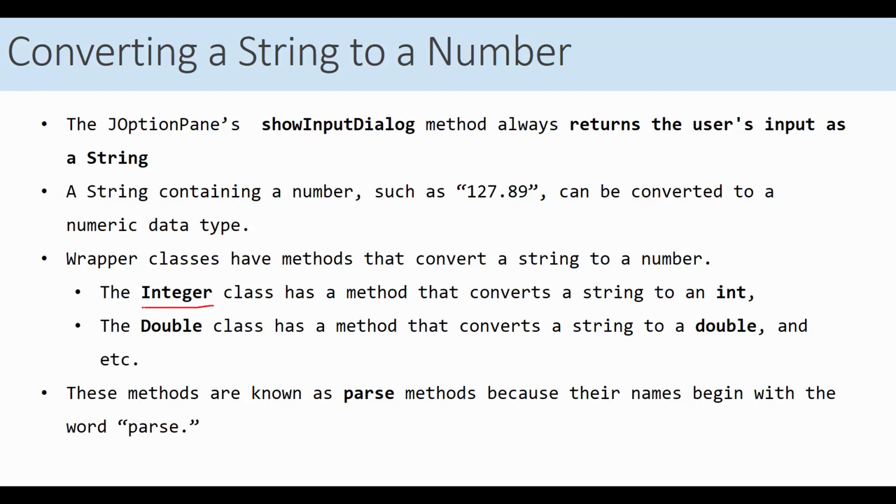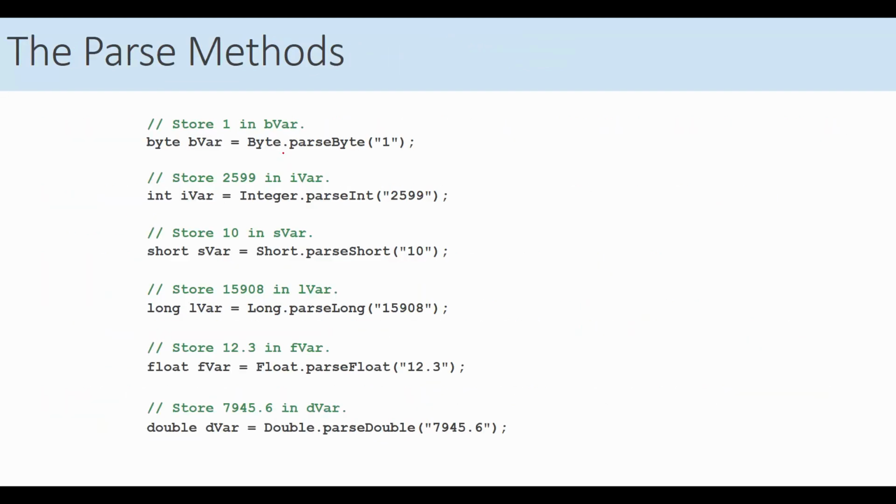We have the Integer class and the Double class. With the Integer class, you can convert a string to its integer value. And Double does the same for a string to a double value. The process of converting a string to a numeric value is called parsing. And there are so many parse methods. As you see here, we also have a Byte wrapper class, where you can parse any string to a byte value, integer, short, long, float, and double.